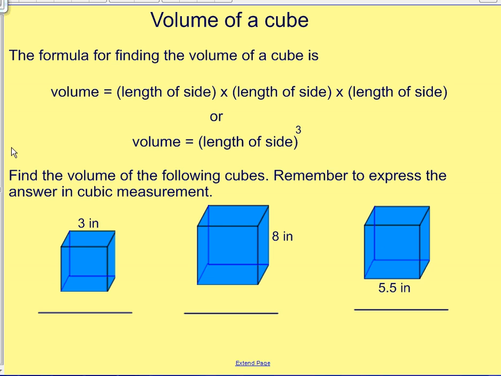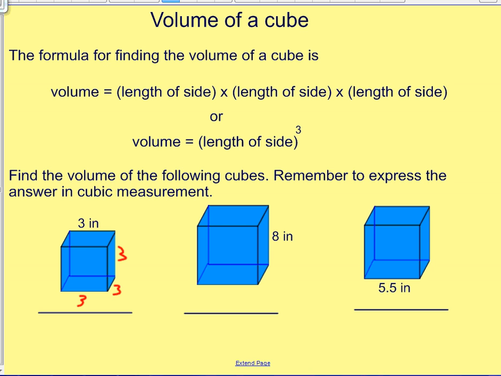So the first thing we're going to do is look at the volume of a cube. All right, cubes are really easy to find the volume of, mainly because you're dealing with one measurement over and over again. So in this first example, we know that this side right here is 3 inches. Well, you know that with cubes all the sides are 3 inches. So this is going to be 3, this is going to be 3, this is going to be 3, and so on and so forth.